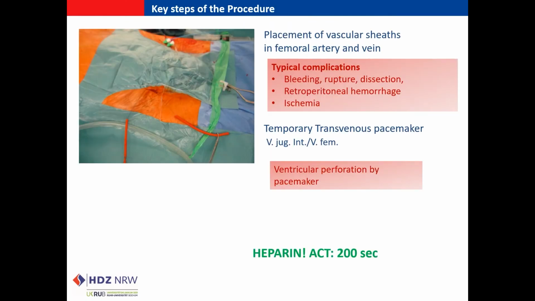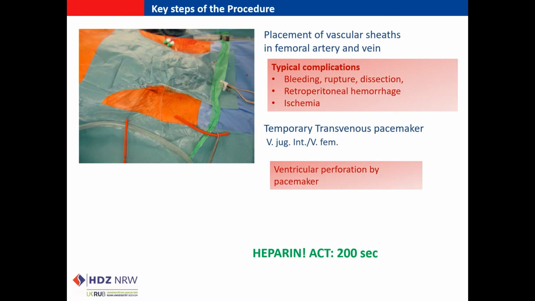In the next slides, I would like to present the key steps of the TAVI procedure of a self-expanding Evolut TAVI and a balloon-expanding SAPIEN. What you see here is the placement of the vascular sheath in the femoral artery and vein. Be aware of typical complications such as bleeding, rupture, dissection, or ischemia.